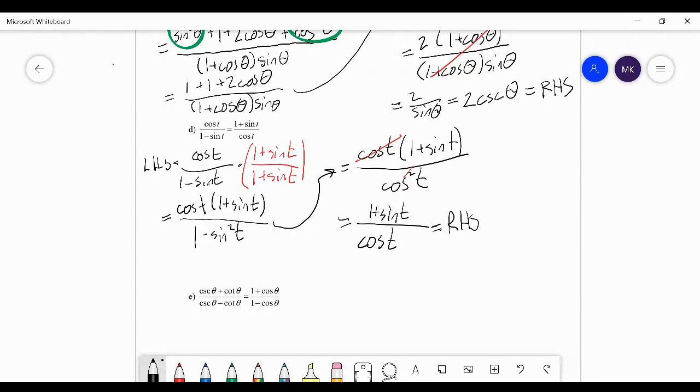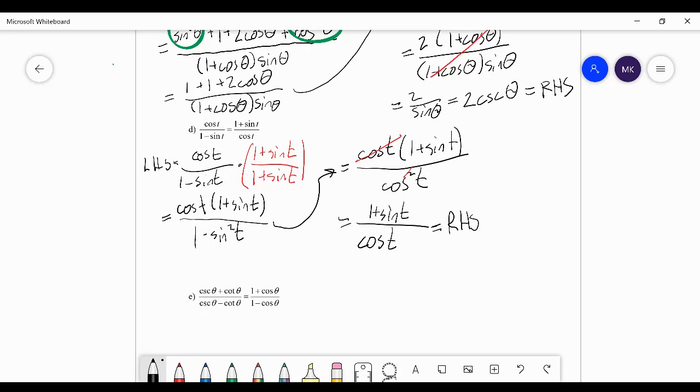And that is our right-hand side. So here the trick was to multiply by 1 plus sine t for a couple reasons. One, it gave us what we needed in the numerator. And also it helped us to simplify out the denominator. So when you have something kind of similar like this, it's a good idea to multiply this together.